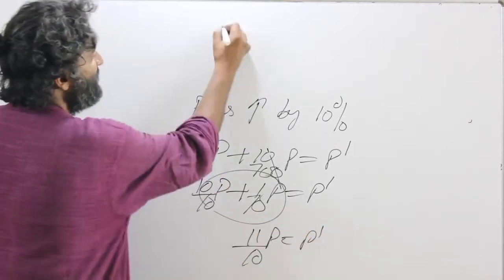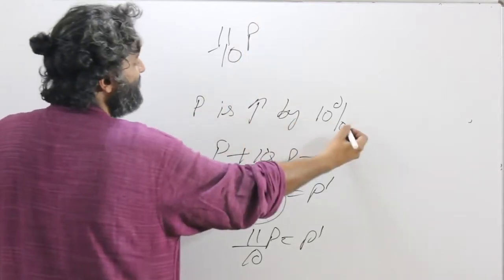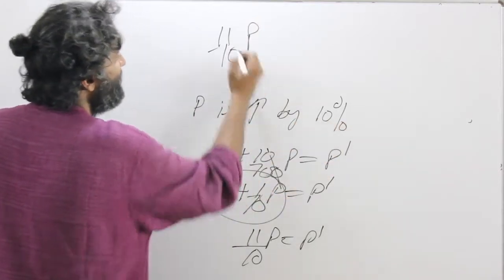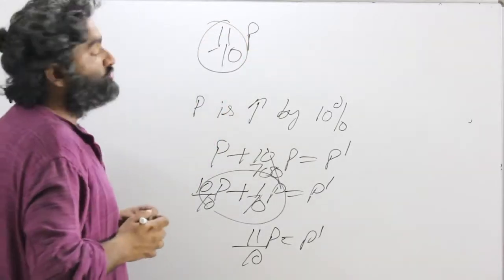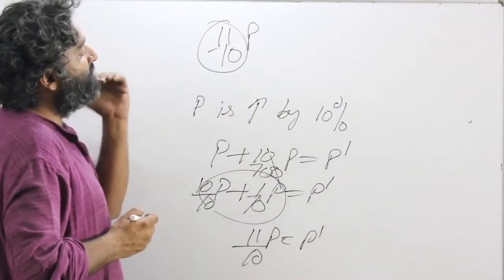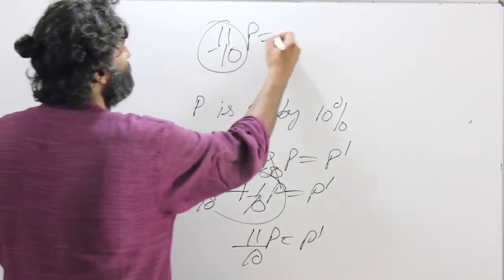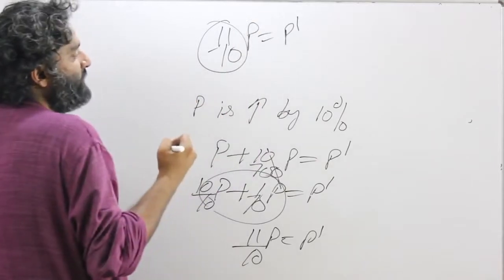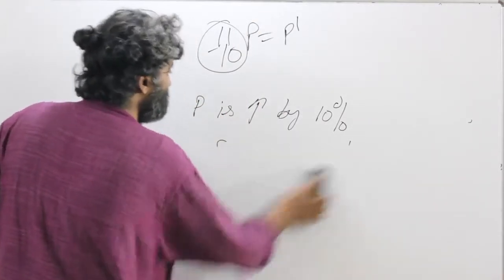Okay, so once again take a look at it. 11 by 10 P: we said P is increased by 10% and we did the standard way, and it came down to multiplying it by 11 by 10. So multiplying it by 11 by 10 or increasing it by 10% is the same thing, and this is equal to P dash. Okay, let's look at a couple of more examples and master this process.